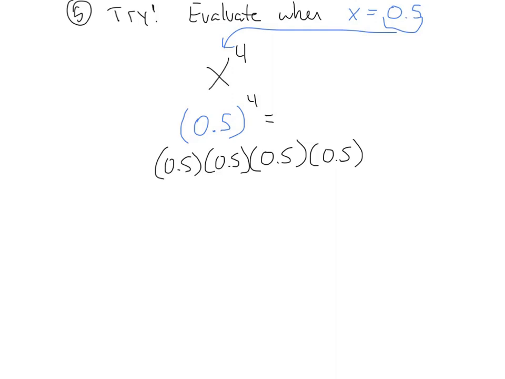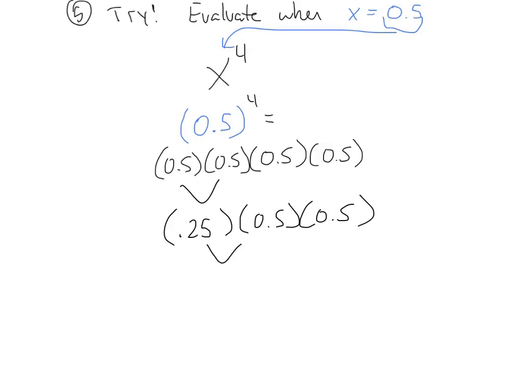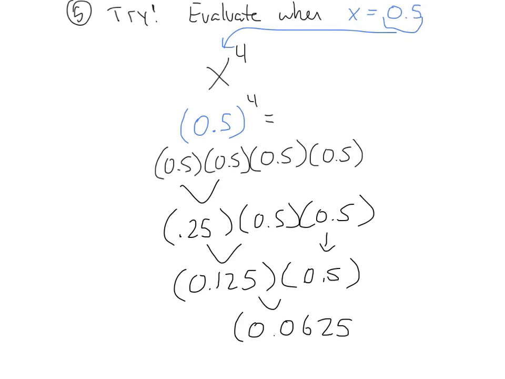So 0.5 times 0.5 is going to get you 0.25. But we still have these other 0.5s to bring down. And we'll do this now. 0.25 times 0.5 is going to get you, I should say, 0.125. Bring him down. And lastly, our 0.125 times 0.5 is going to get you a final answer of 0.0625. And that's your answer.